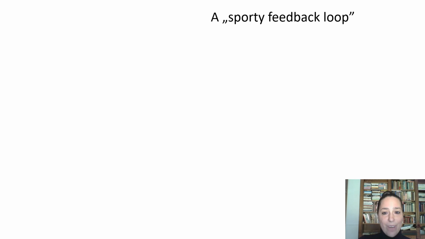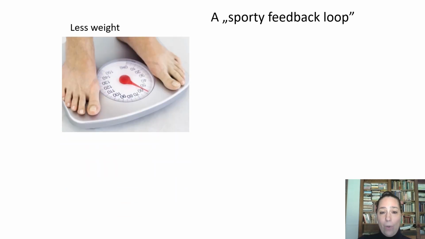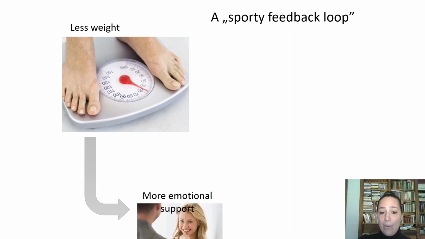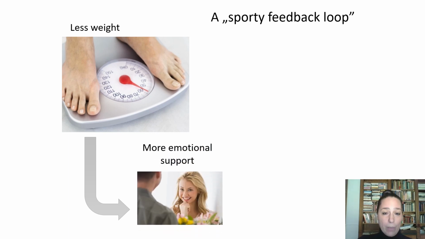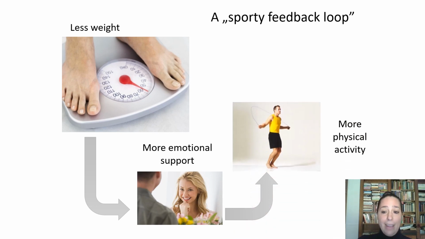On the other hand, regarding this topic, we have a different feedback loop as well. We have a sportive feedback loop. So if we have less weight, we have more emotional support because people tell us how good we look. Then, because of this emotional support, we are planning to do even more physical activity that leads us to even less weight. So this is another feedback loop.